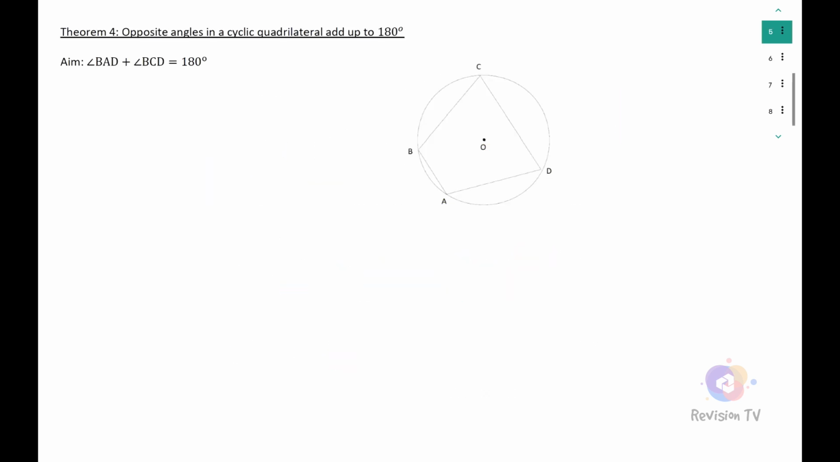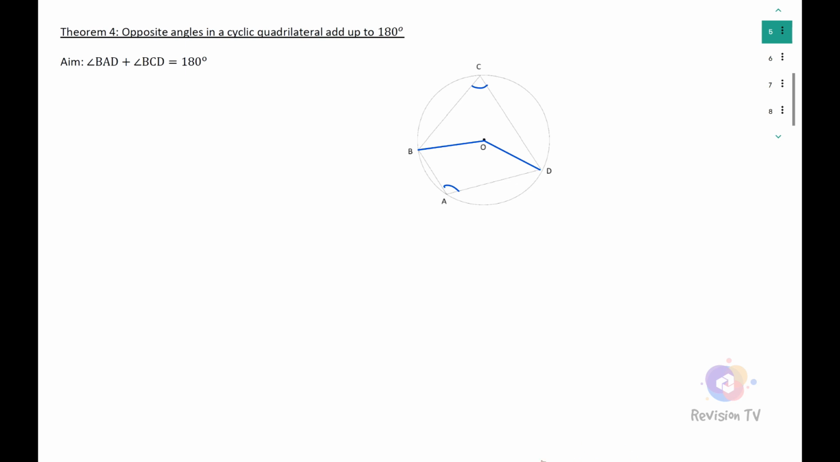Theorem number 4. We prove that the opposite angles in a cyclic quadrilateral add up to 180 degrees. So, in other words, we're trying to prove the angle BAD, the bad angle, plus the angle BCD add up to 180 degrees. Again, we need algebra. So to begin with, same thing, we connect to the center.